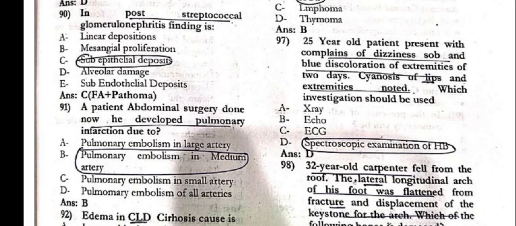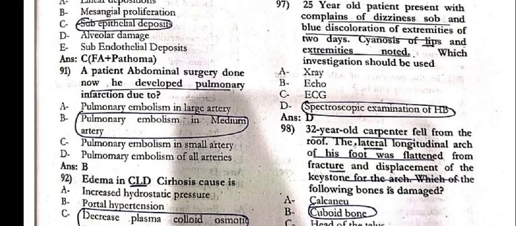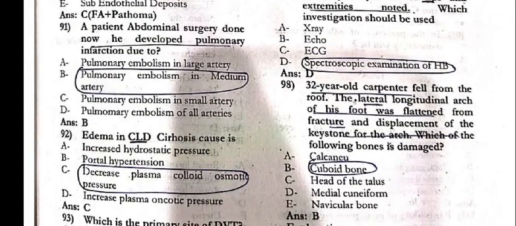The 25-year-old patient presents with complaints of dizziness, shortness of breath, blue discoloration of extremities, cyanosis of lips and extremities noted. Which investigation should be done? That is the spectroscopic examination of Hb.